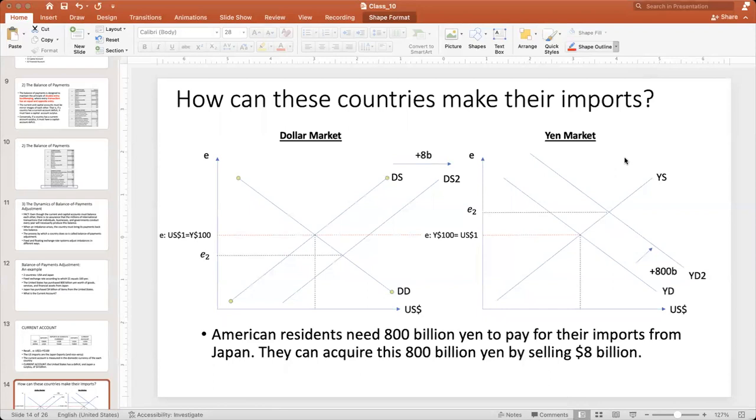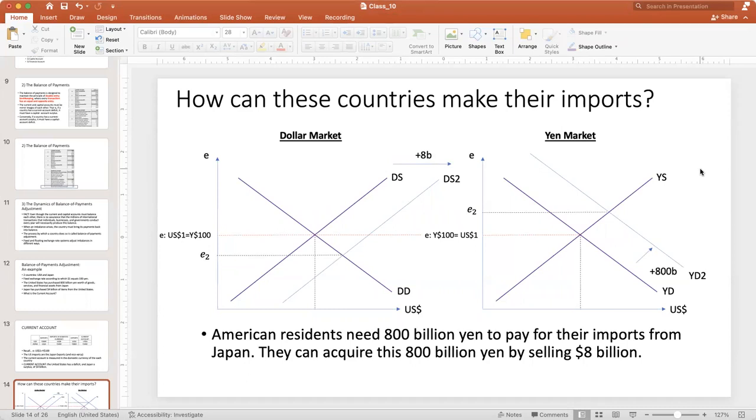So let's begin with the equilibrium. This is the United States, so this is going to be in, let's put it like this, in purple, and this is Japan. Let's put it in purple also. So we are here. The thing is that American residents need 800 billion yen to pay for their imports.